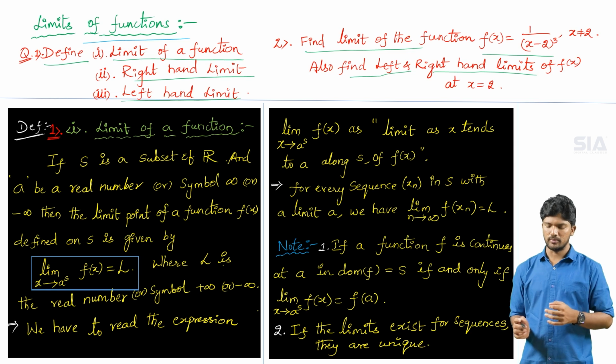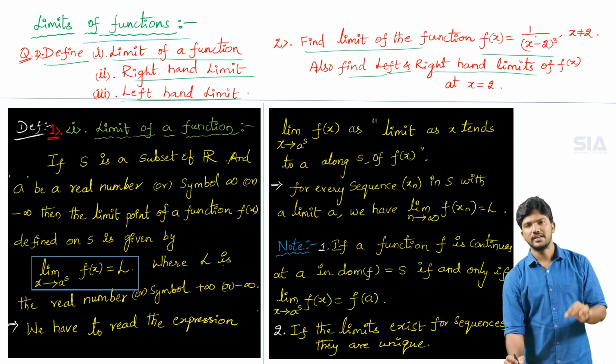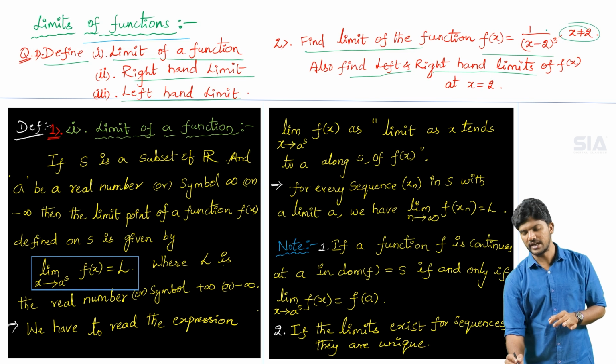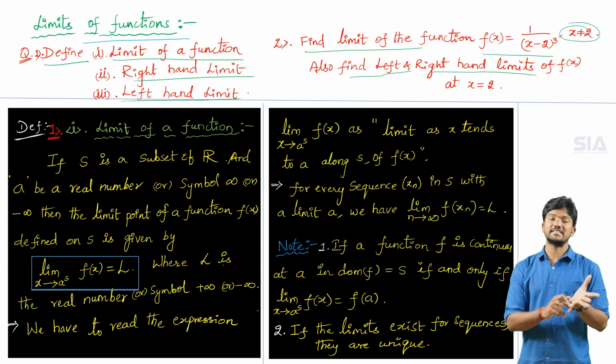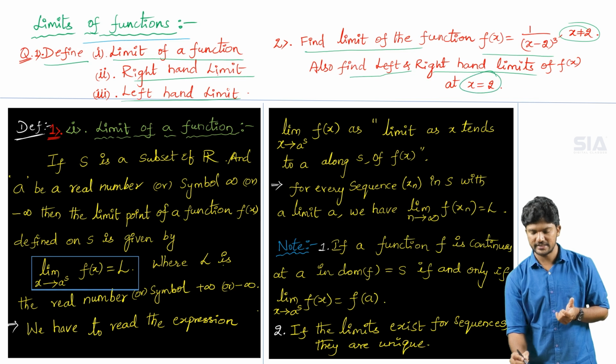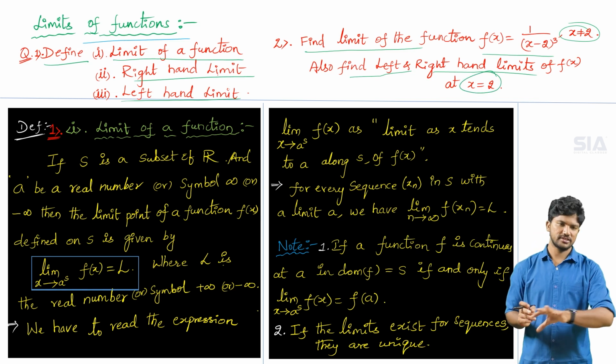So for this problem, we have to find the limit point, where x naught is equal to 2. At x naught is equal to 2 we have to find the limit point, and at the same time at x is equal to 2 we have to find the left limit and right limit. So this is the problem.